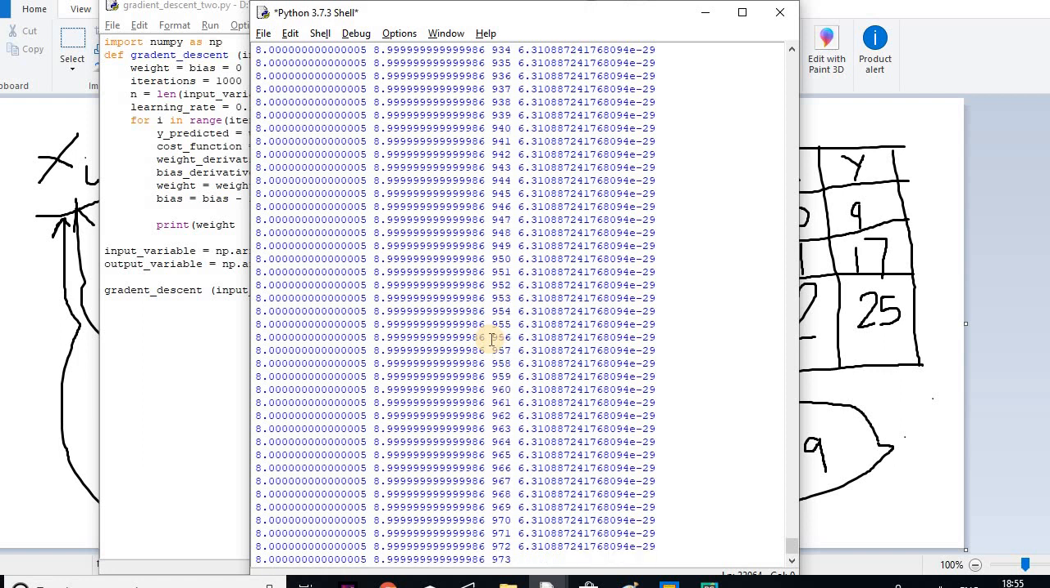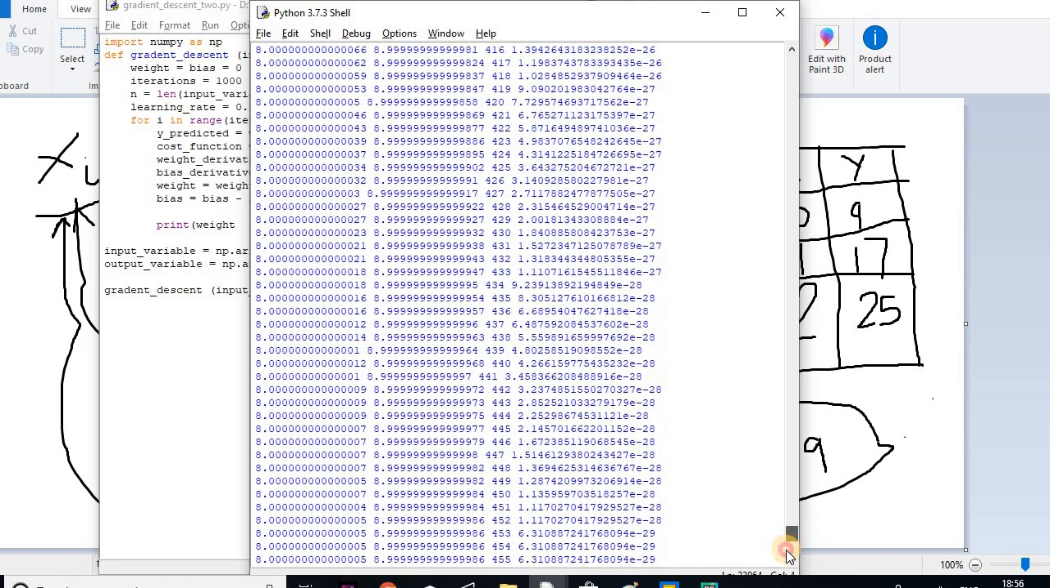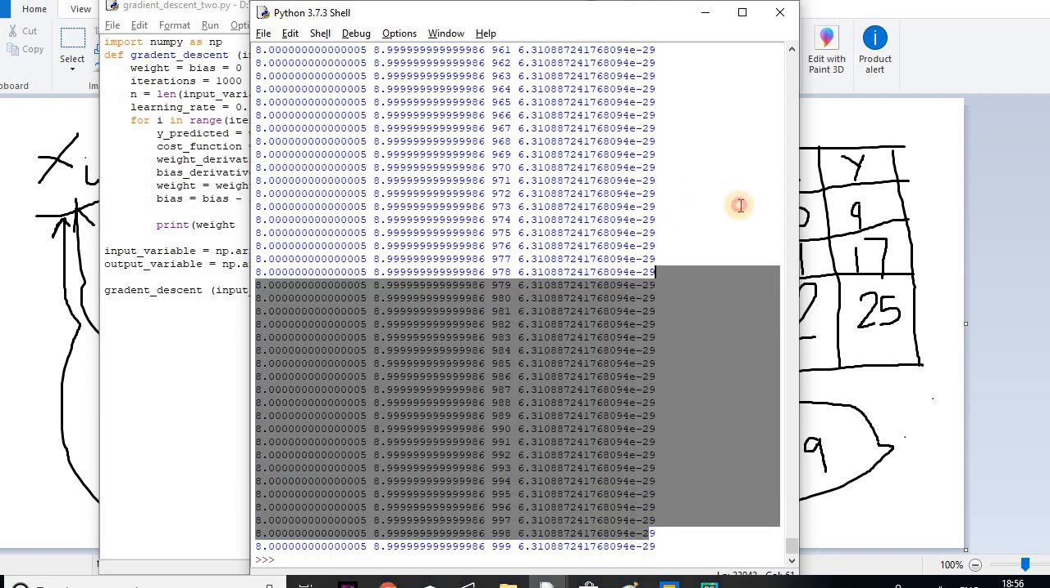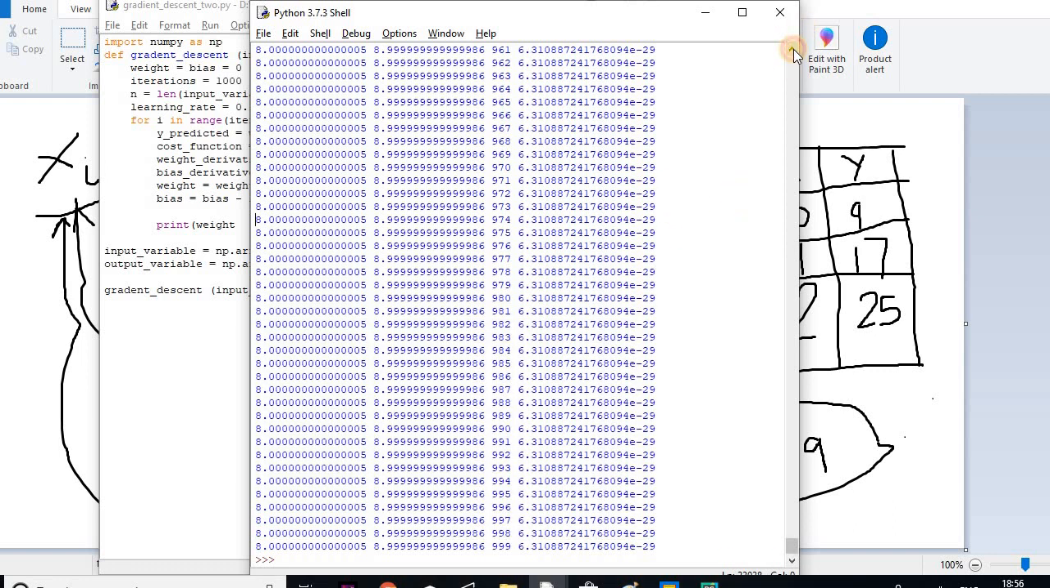See, when the cost function is reduced, you can see the weight is almost 8.0000 and the bias is 8.999, closer to 9. And this cost function, you can see here, is e raised to minus 29. See, this minus 29 is smaller than the previous exponent values.